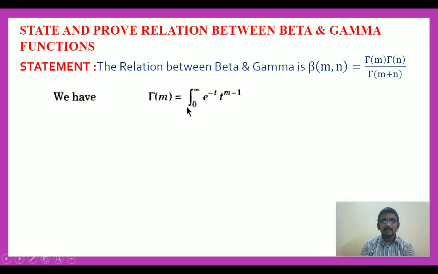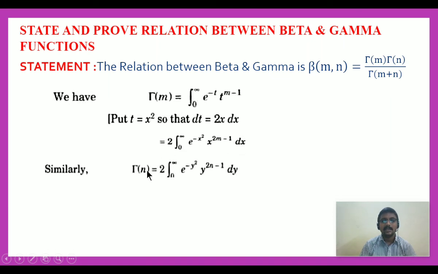Now this can be solved by putting t equal to x square. Now differentiating on both sides, we will have dt is 2x dx, and changing the limits. When t equal to 0, x is clearly 0, and when t equal to infinity, x is root infinity, that is infinity. Same limits are obtained. Thus the gamma of m becomes 2 into integral 0 to infinity e power minus x square, x to the power of 2m minus 1 dx. Similarly, we can write gamma of n also, which is obtained just by replacing m with n.